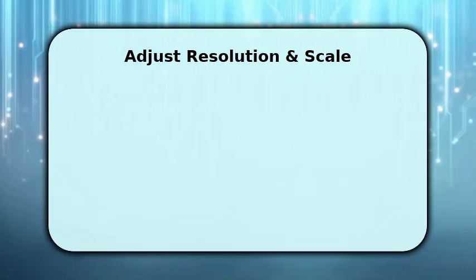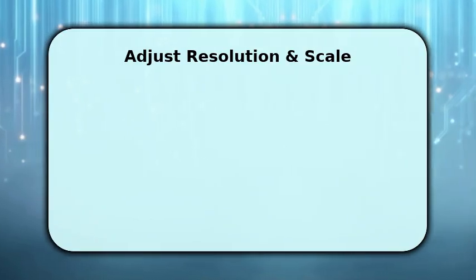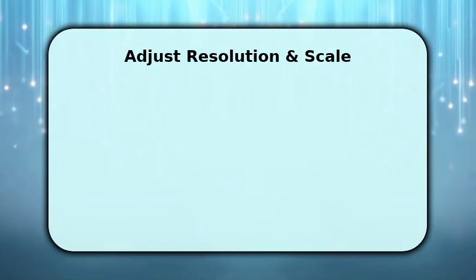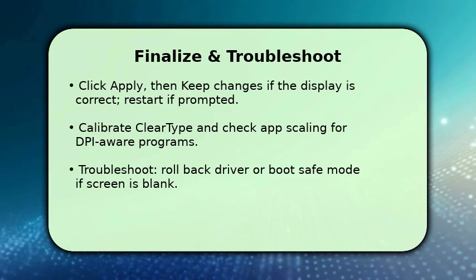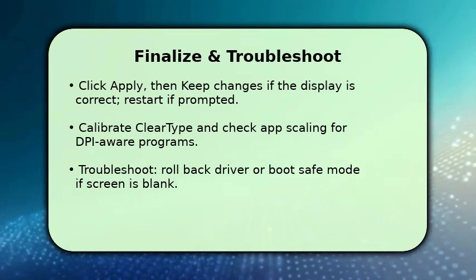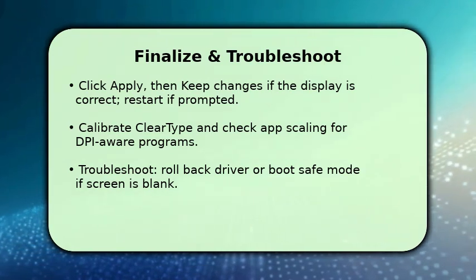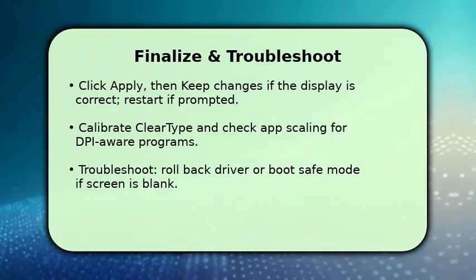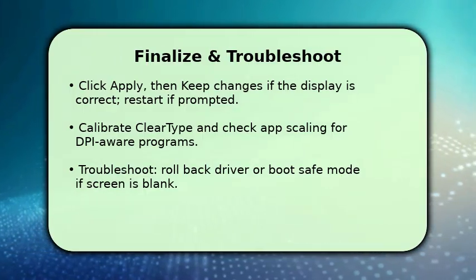Once done, click Apply and use the 15-second confirmation to preview. If something looks off, Windows will revert automatically. You finish by applying and confirming the new settings, then reboot if the system requests it to finalize driver changes. After restart, run ClearType tuning and verify critical apps scale properly.